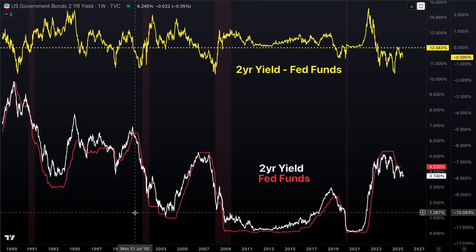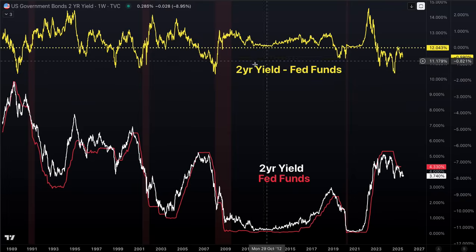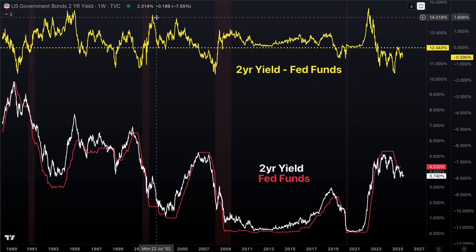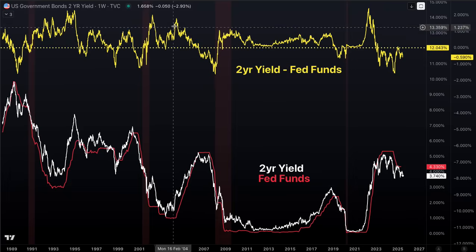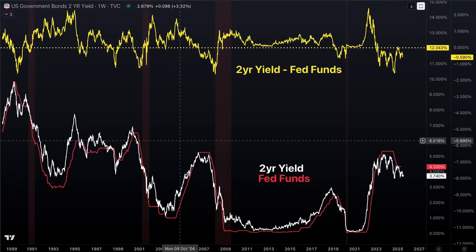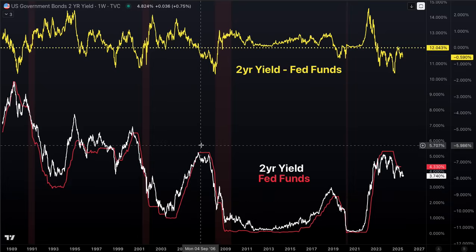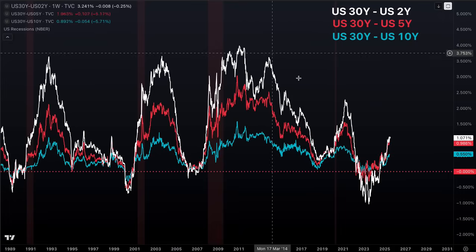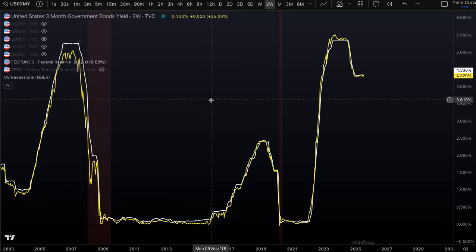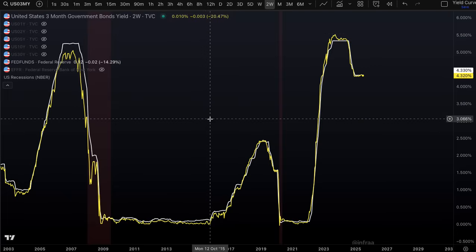the curve uninverts, and we can see what happens. The same goes for a hiking cycle, I would say, where the 2-year yield starts to go higher above the federal funds rate here, right? Predicting a hiking cycle by the Fed. So it's just two ways to visualize the same data. Remember, this is a real thing that is happening, right? When the yield curve inverts or uninverts, it is due to trillions of dollars in the bond market moving around in a certain way.